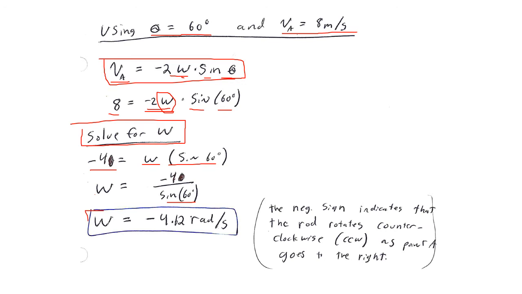Or if we solve that for omega, plug it in, omega is equal to negative 4.62 radians per second. Now, this negative sign indicates that the rod rotates counterclockwise, CCW, as point A goes to the right. So again, I always like to, as I'm doing these types of problems, especially the simple systems like this, as things are moving, pretend I'm moving it to the right and see how every other component acts within that system. That's going to help us. So that's exactly what we do here in order to find out that this negative sign does indicate this counterclockwise rotation, and that does check out.